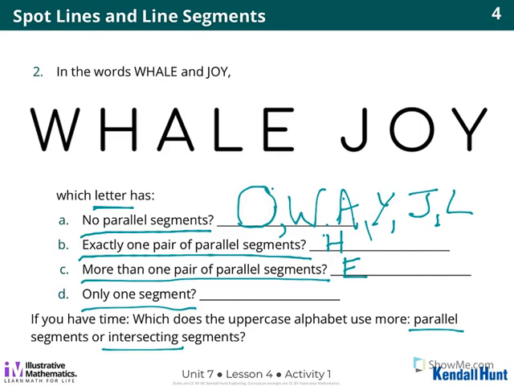Okay. Jace, pick somebody. Which one has only one line segment?